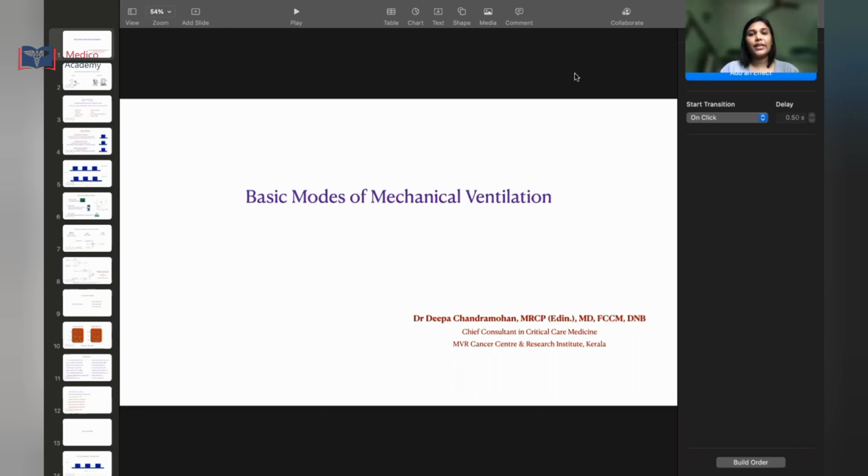As mechanical ventilation is widely practiced in anesthesiology and critical care, as postgraduate students, a thorough understanding of the basic modes of mechanical ventilation is very important. So let's move on to the slides.